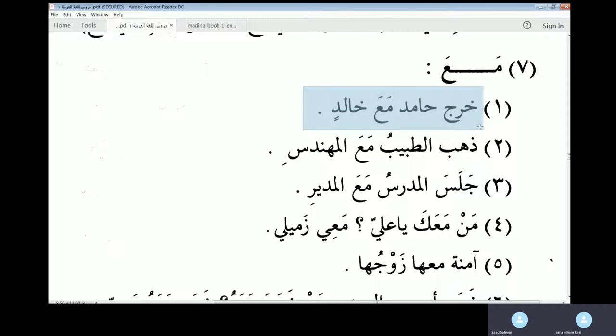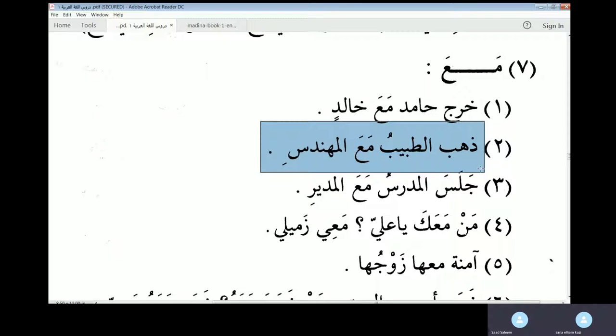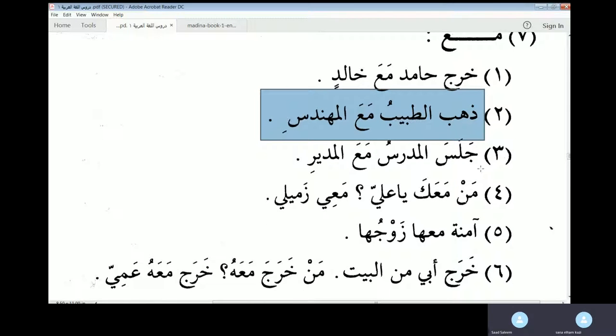Faraja Hamidun ma Khalidin. Hamid went with Khalid. Why is Khalid majroor? Khalidin is majroor because of ma. Okay, correct. Zahabat al-tabibu ma'al muhandisi. The doctor went out with the engineer.